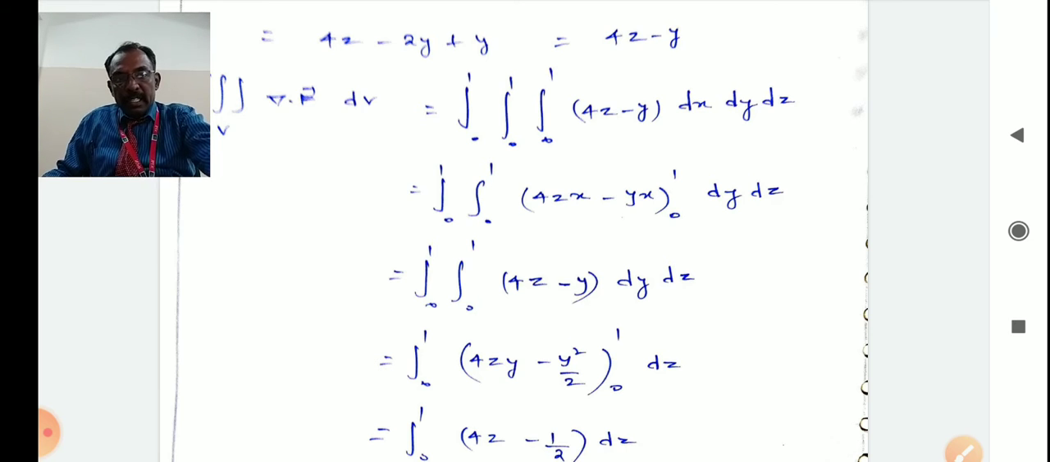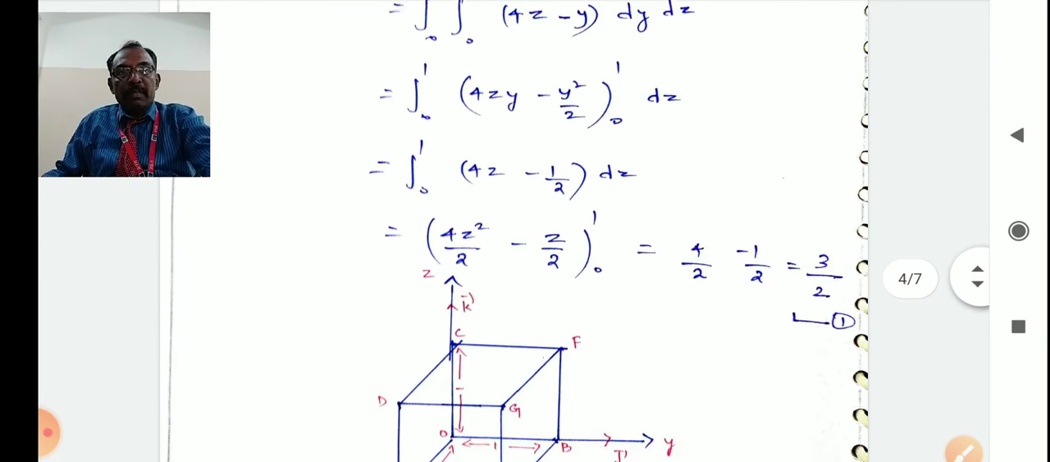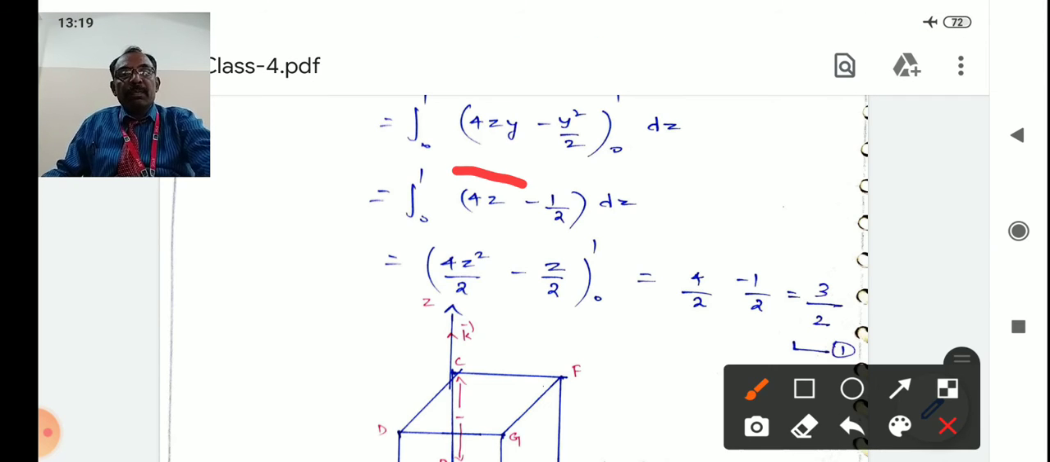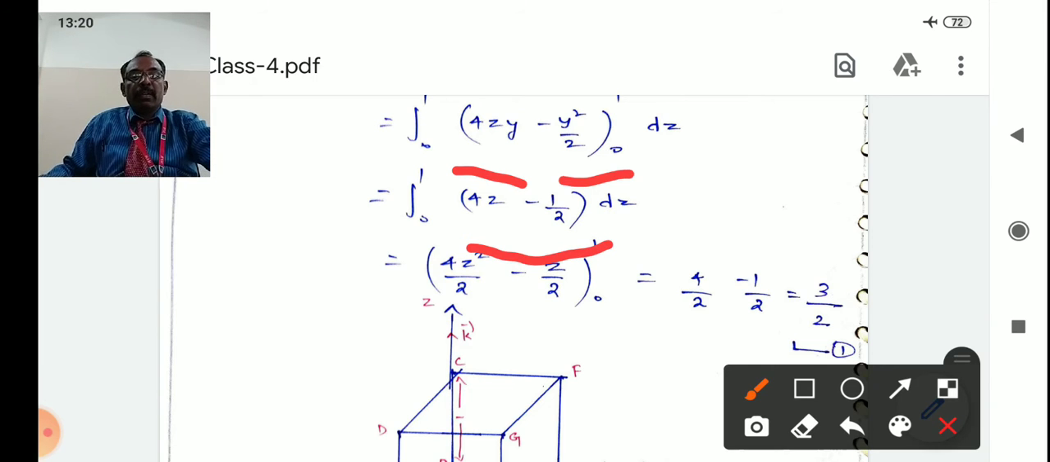Now we take integration of 4z minus y with respect to y. So integration of 4z becomes 4zy. Integration of y is y squared by 2. Now put y equal to 1, we get 4z minus 1 by 2. Put y equal to 0, everything is 0. So the result is very clear, 4z minus 1 by 2.